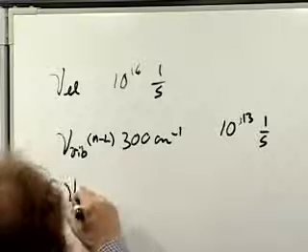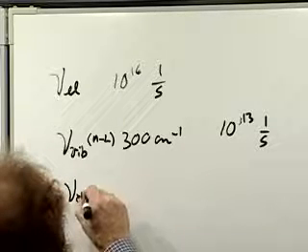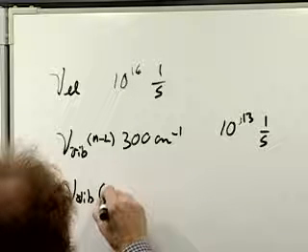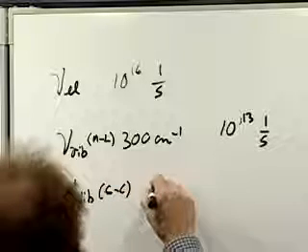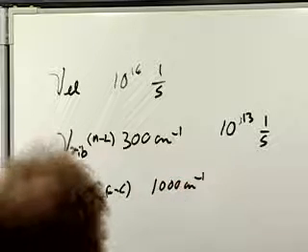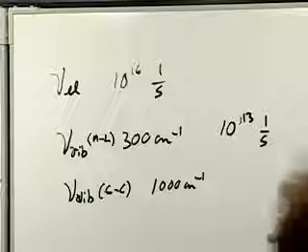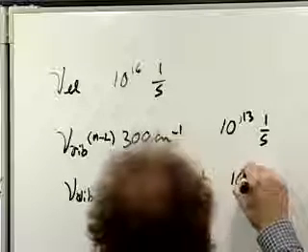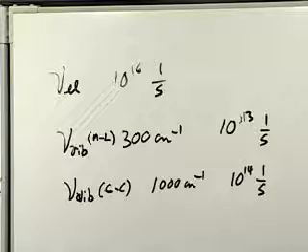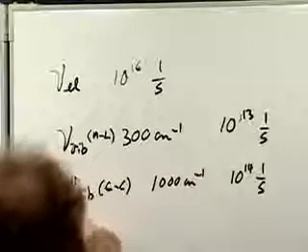The vibration of something like a CC bond is something of the order of, say, about 1,000 centimeters to minus 1. And this will be something like 10 to the 14th per second. And the last one I want to ask about is the frequency of the solvent.